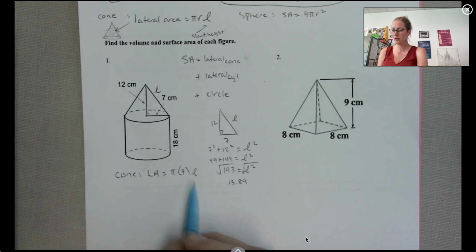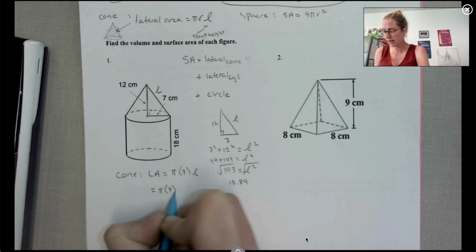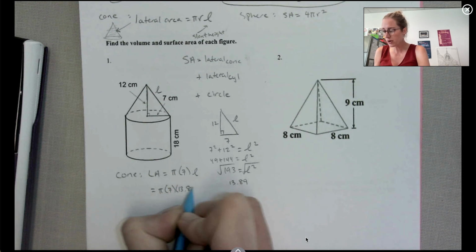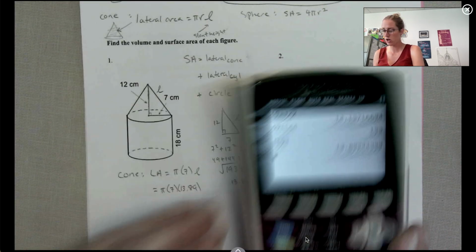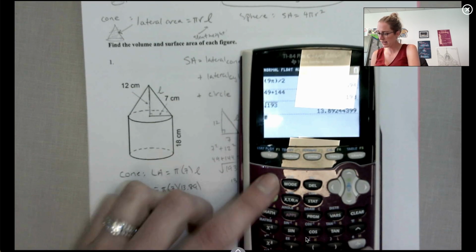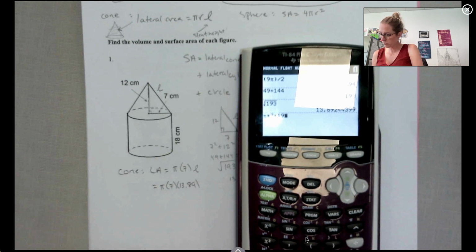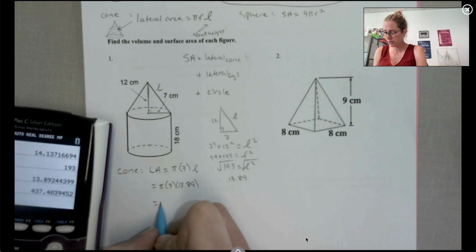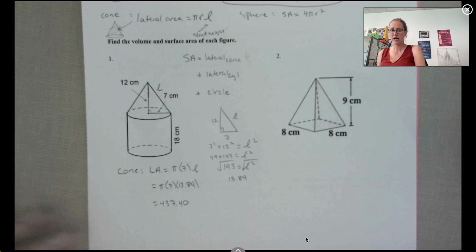All right. So I'm going to do pi times 7 times 13.89. Because I already have a decimal included, I'm going to go ahead and multiply all of these together. So I've got pi times 7 times 13.89 gives us a lateral area of 437.40. Okay, so that's the cone.